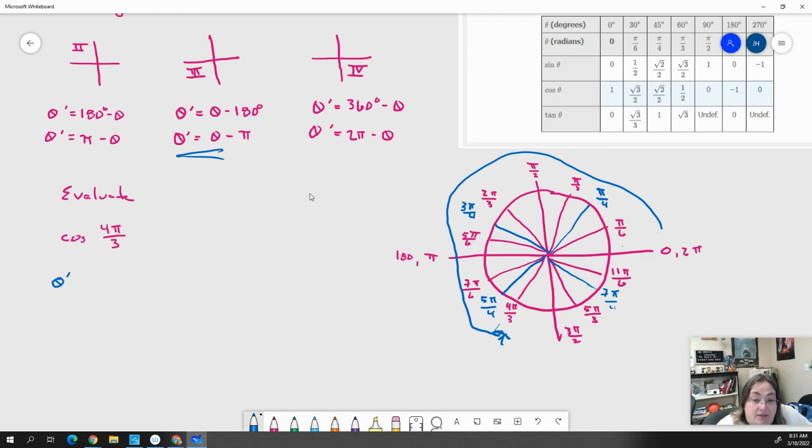That theta prime that we want to find is going to be theta, which is 4 pi over 3, minus pi, right? And so we're going to have to find a common denominator, which is fairly easy to do because our common denominator is going to be 3. So we're going to have 4 pi over 3 minus 3 pi over 3, and we're going to be left with pi over 3.